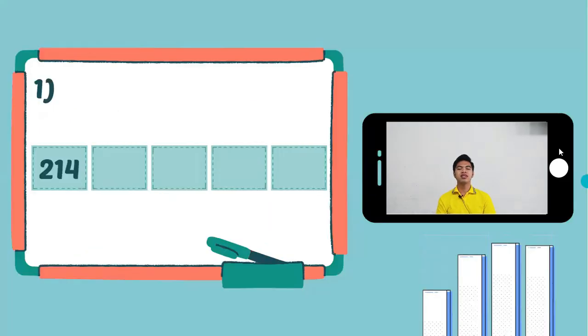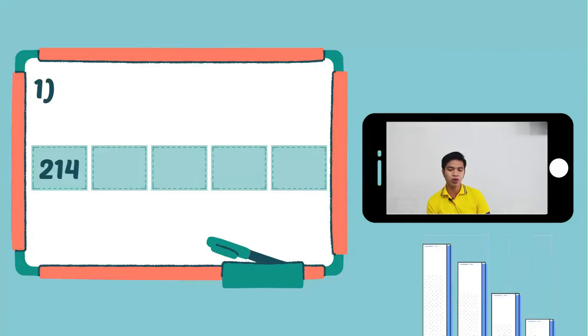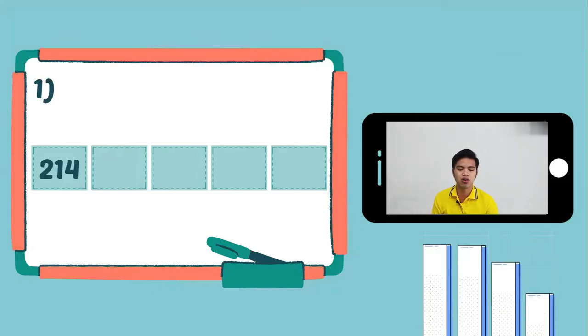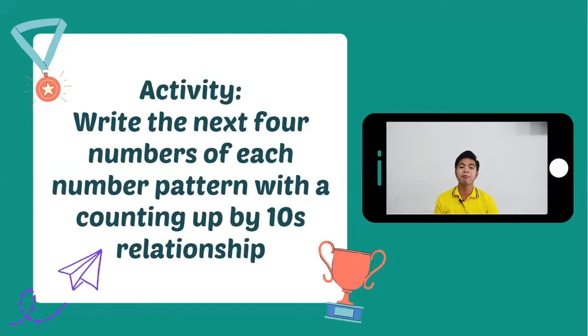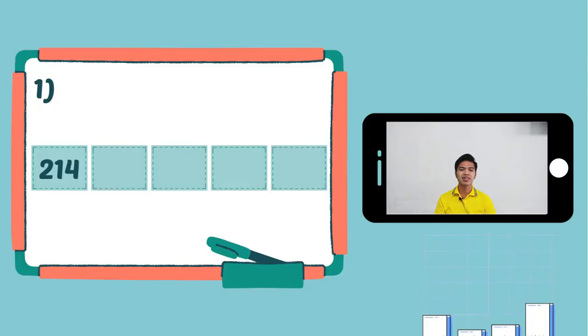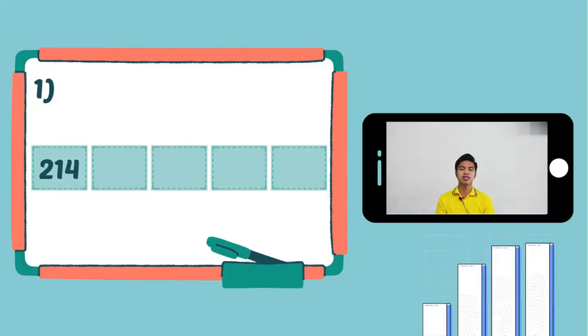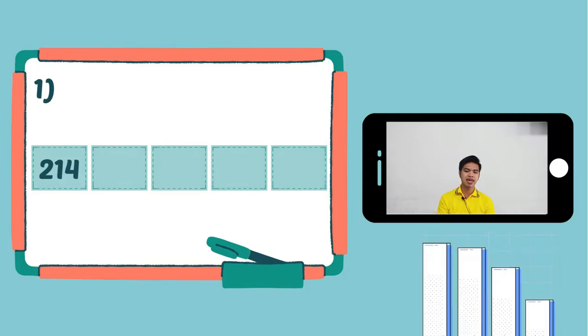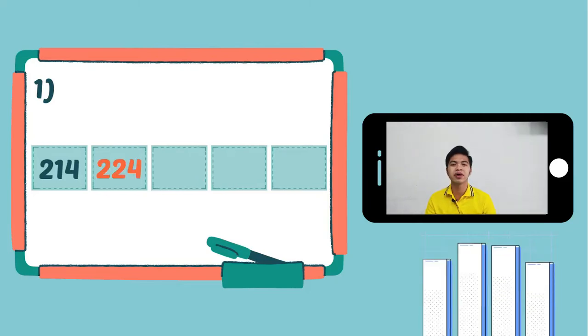We have the number 1. The given is 214. So what we're going to do, let's go back to the instruction. We're going to count it up by tens. So we're going to add 10 again and again. Okay, so here for the first one, we will add 10 to 214. So what do you think will be the answer or the sum of 214 plus 10? Very good. The answer is 224.